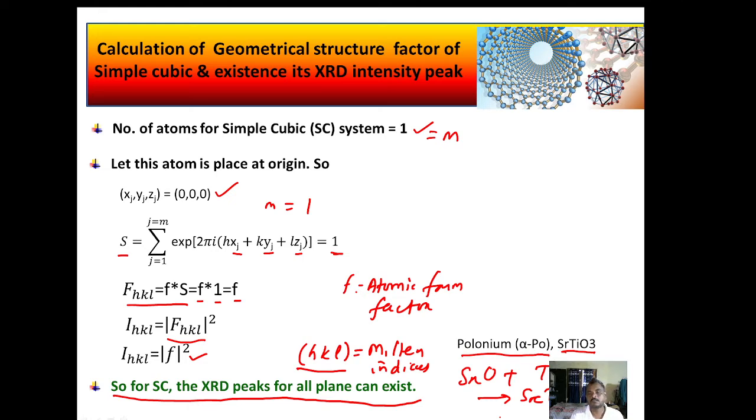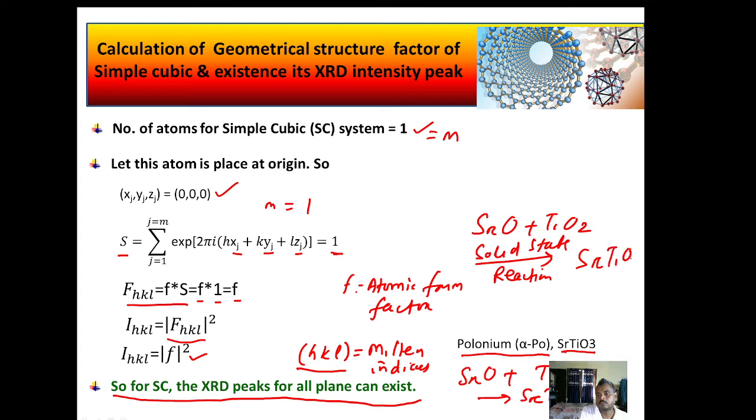So let us then write it down. Strontium oxide plus titanium dioxide, and the reaction is called solid state reaction. That can give us strontium titanium oxide. This material can give the simple cubic type of XRD peaks, where all the possible peaks can be there. Later I will discuss in detail about this material.